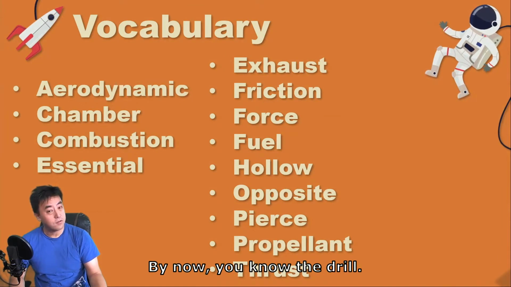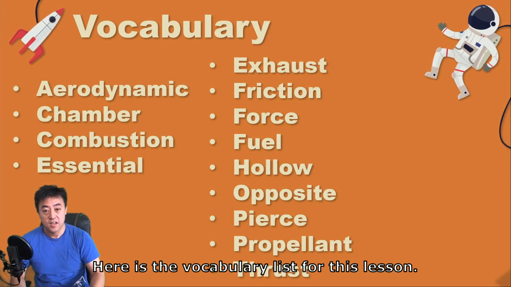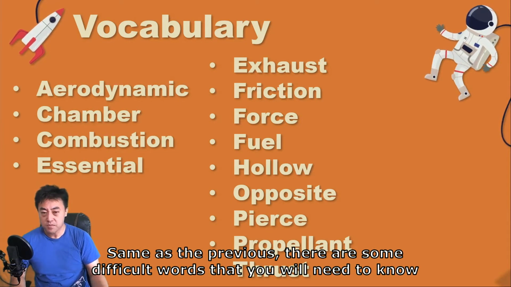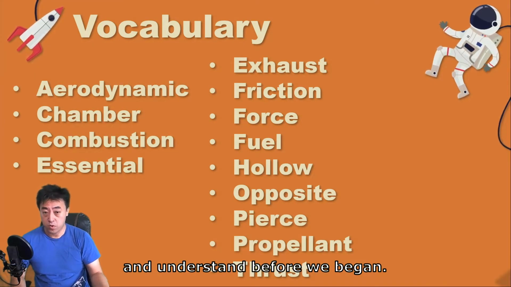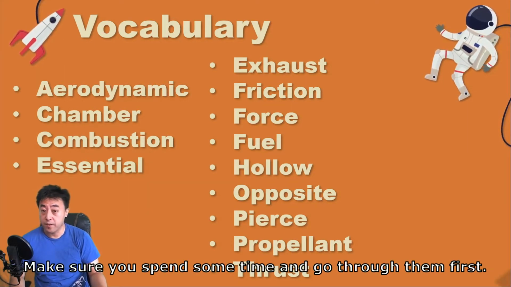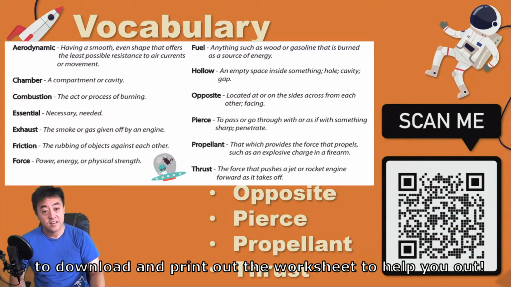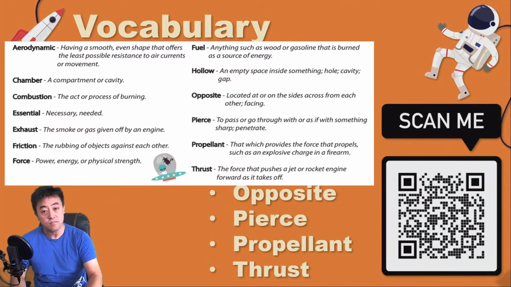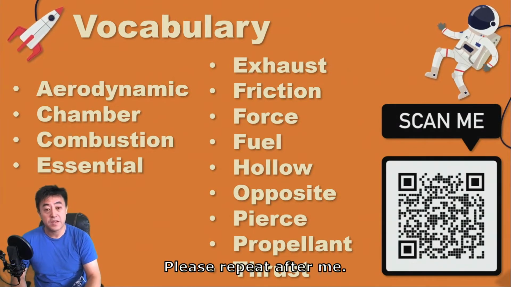By now, you know the drill. Here is the vocabulary list for this lesson. Same as the previous, there are some difficult words that you need to know and understand before we begin. Make sure you spend some time and go through them first. And as always, you can scan the QR code to download and print out a worksheet to help you out. Now, let's say the words out loud together. Please repeat after me.